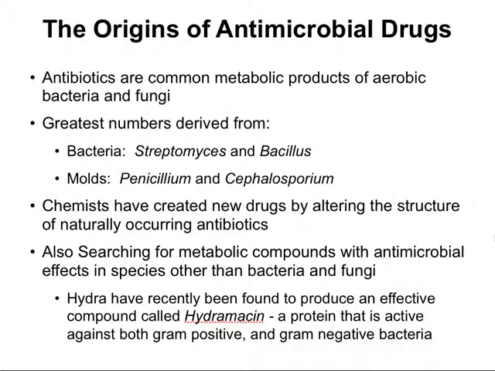Now, why might microbes produce their own antibiotics? Well, the answer probably lies in the fact that they use these antibiotics in order to inhibit growths of other microbes in their own environment, a form of antagonism so that they can survive preferentially over their competitors. Presently, we're searching for metabolic compounds with antimicrobial effects in species other than bacteria and fungi. Fairly recently, we've discovered that Hydra, which are well known for regenerating parts that have broken off, have been recently established to produce a compound that's now been named Hydramacin.